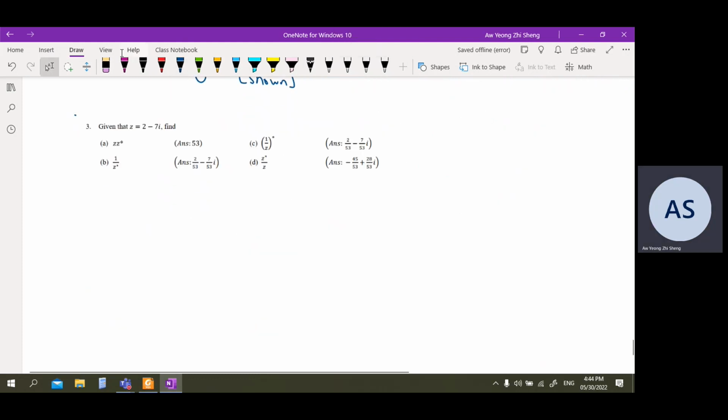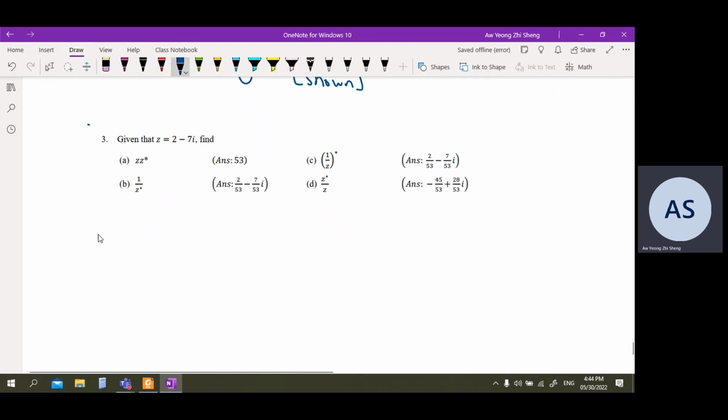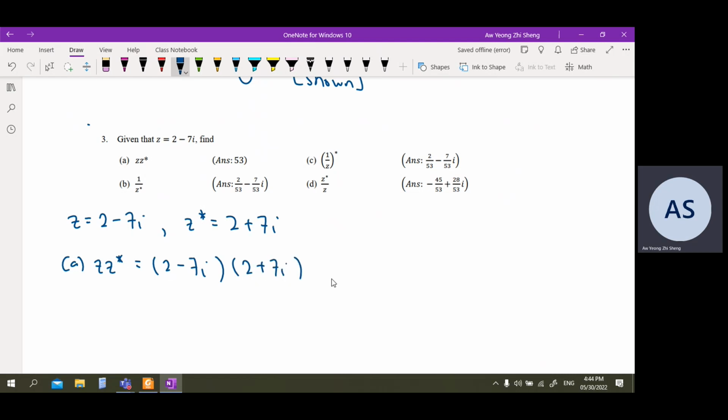Question 3 is, given that z equals this complex number, find z star. Okay, so we are given z to be 2 minus 7i, therefore z star must be 2 plus 7i. The imaginary term has the sign reversed. Okay. So part A, z times z star is just 2 minus 7i times 2 plus 7i. This is a product of a conjugate pair. The result is just x squared plus y squared. That's 2 squared plus 7 squared, and you get 53 straight away.